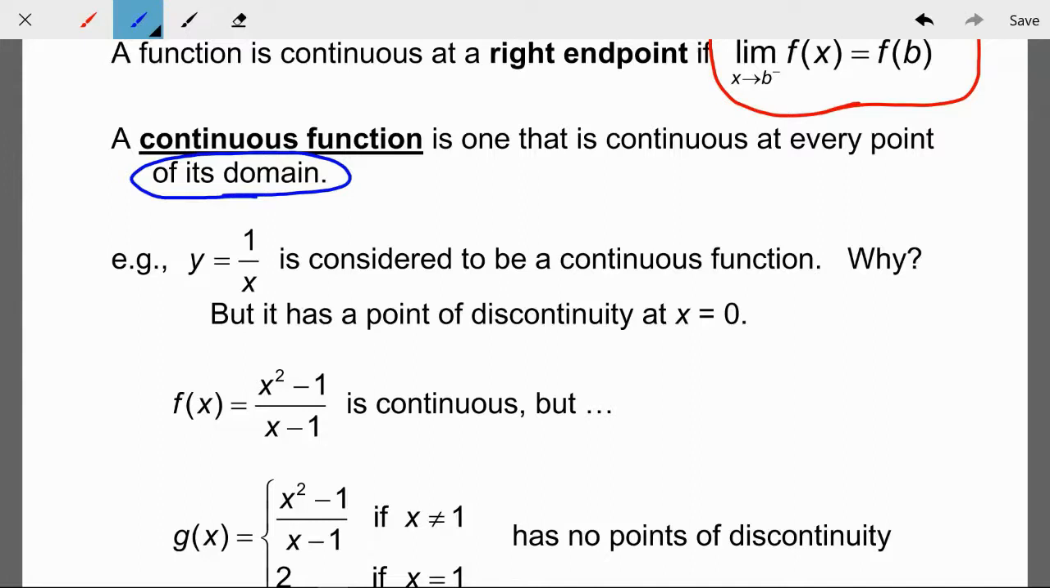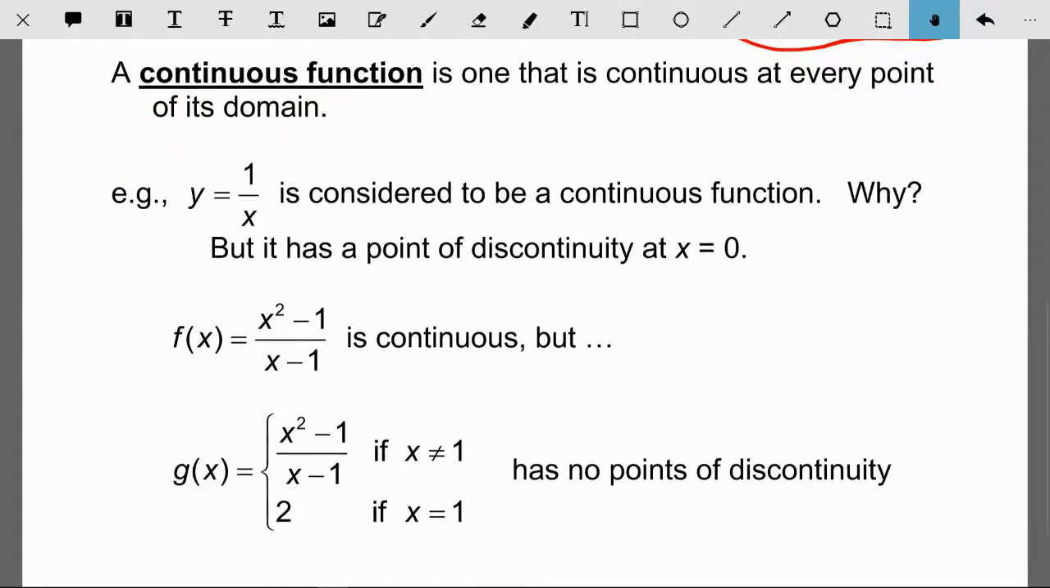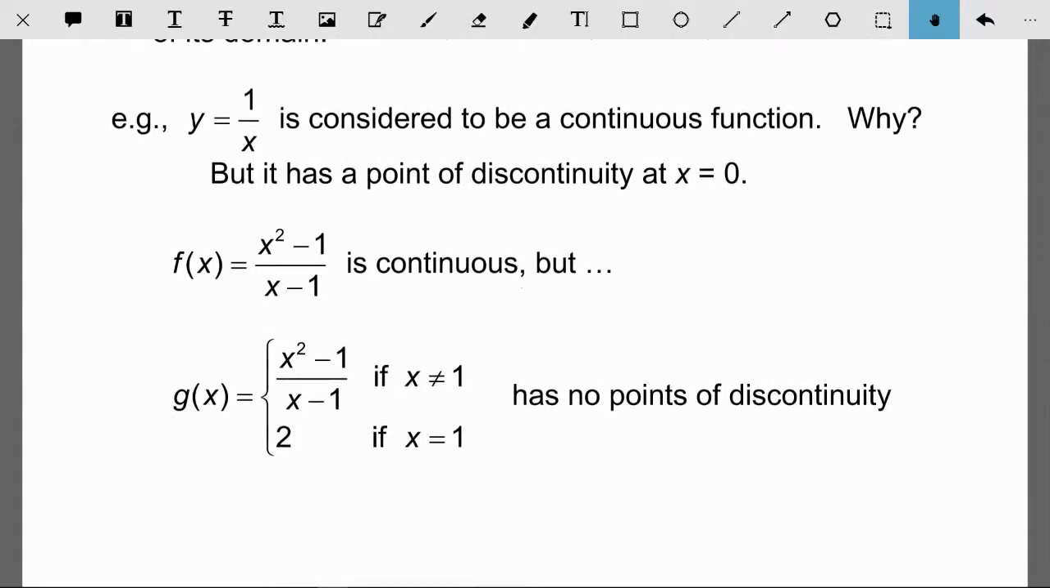And that allows us to create a continuous function when it may not appear to be a continuous function. So what I mean by that is like what's shown on this next one. It says y equals 1 over x is considered to be a continuous function. And why is that true? Well, you should know what y equals 1 over x looks like. If you need to graph it on your calculator, go ahead and do that. But clearly there's a vertical asymptote at x is equal to 0.